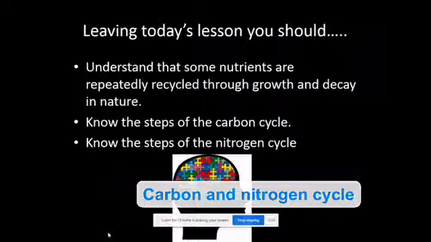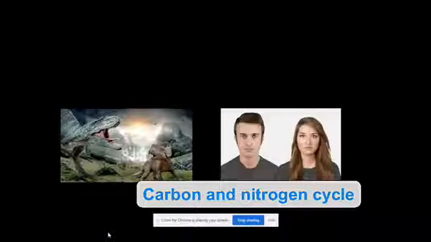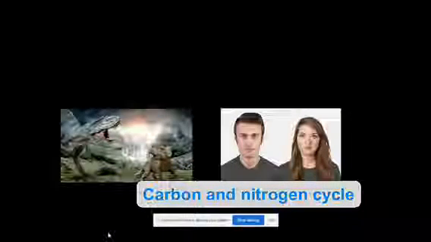Okay, so girls, you need to understand the terms nutrient recycling, why it's important. Know the steps of the carbon cycle, know the steps of the nitrogen cycle. It's kind of strange to think about it, but inside us there's atoms of carbon, hydrogen, oxygen, nitrogen and sulfur. Some of those atoms would have been in living organisms prior to us.